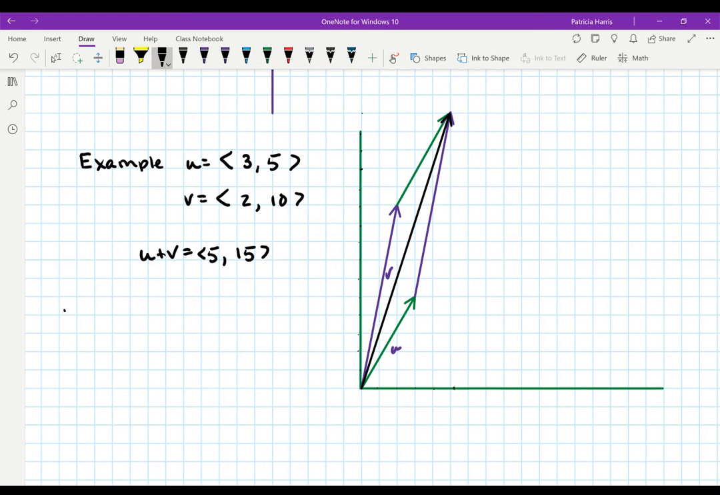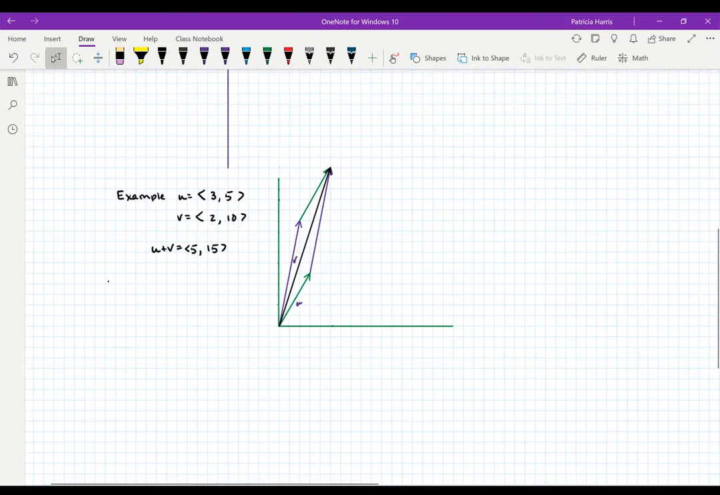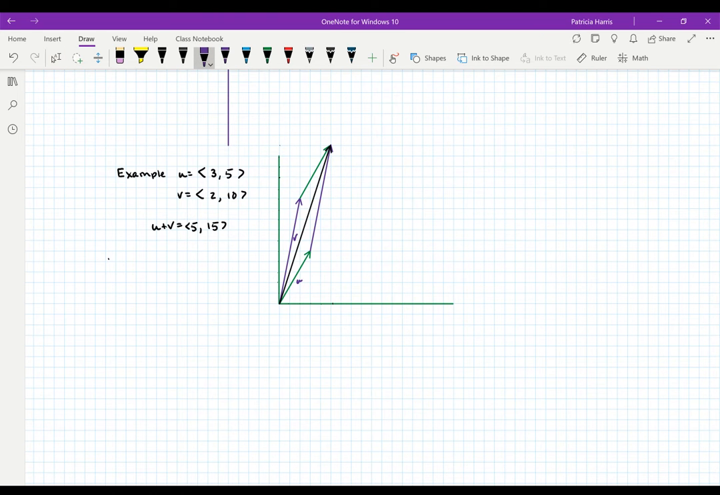Okay, so this brings us to the third way of adding vectors, which is probably what you guys are going to use. We'll call this numeric. Given a, b as a vector plus c, d as a vector, to find the sum, you just add the horizontal components and add the vertical components, and you are all done.